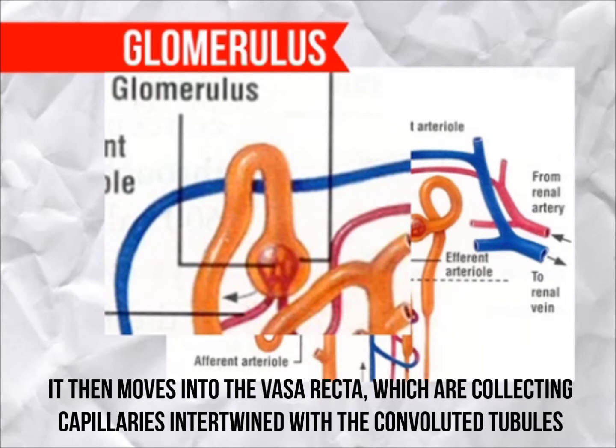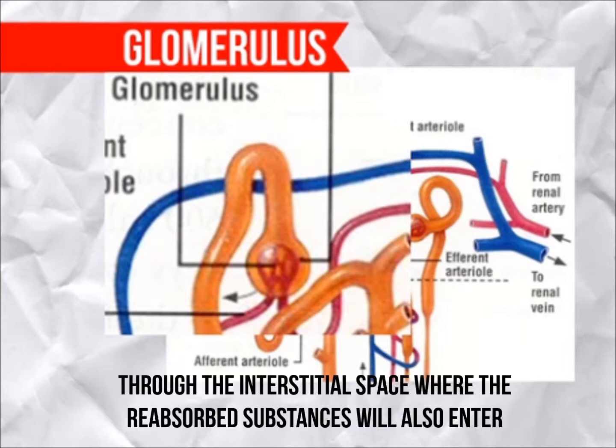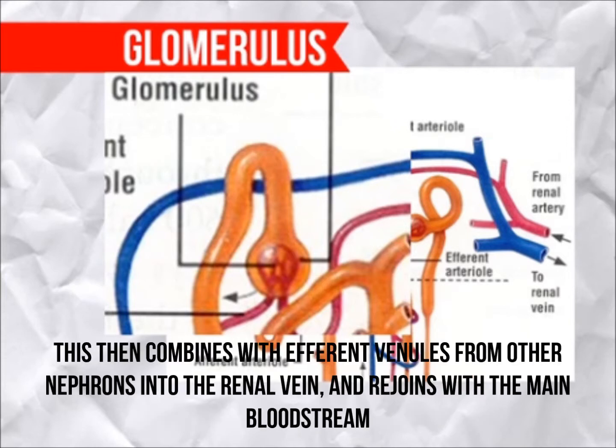It then moves into the vasa recta, which are collecting capillaries intertwined with the convoluted tubules through the interstitial space, where the reabsorbed substances will also enter. This then combines with efferent venules from the other nephrons into the renal vein and rejoins with the main bloodstream.